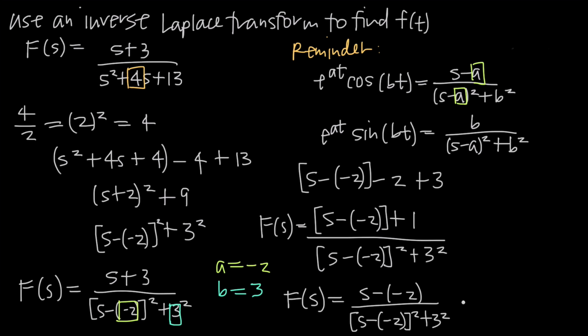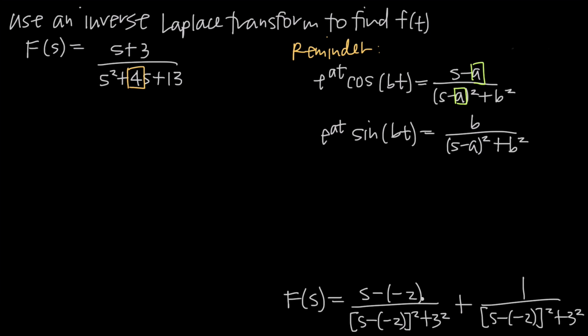Then we'll pull out the positive 1 and we'll say plus 1 divided by the same denominator, (s minus -2) quantity squared plus 3 squared. Now that we've split apart the fractions, the first fraction has the exact same form as this formula for e to the at cosine of bt. And we just recognize that we have our value here of a, a equals -2. So we have s minus a, and we have s minus a. And then we have our value for b here in our denominator of b equals 3.